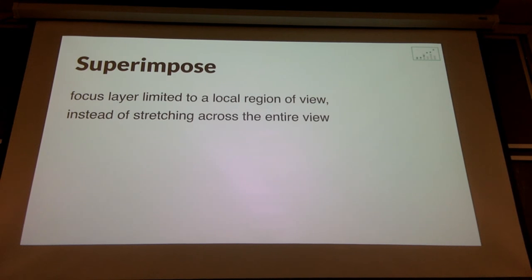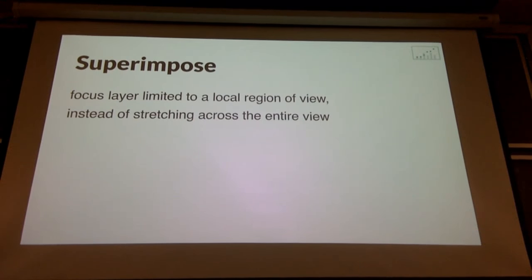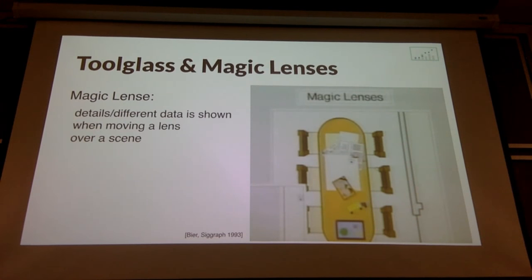Superimposition is when a focus layer is limited to a local region of a view instead of stretching across the entire view. So what do I mean by that? That is essentially this idea of magic lenses. Who's heard of magic lenses before? Okay, do you want to summarize what they are?